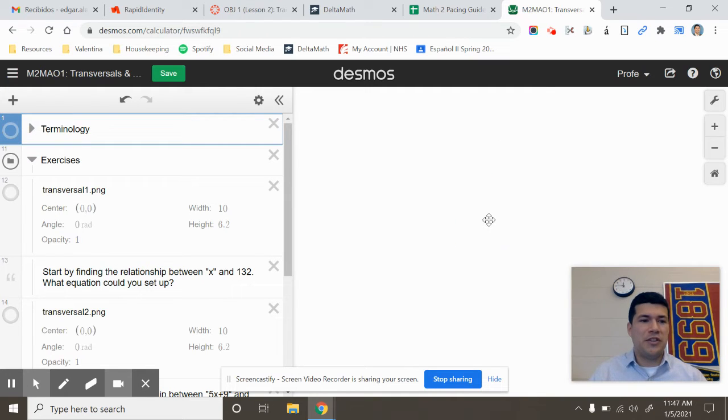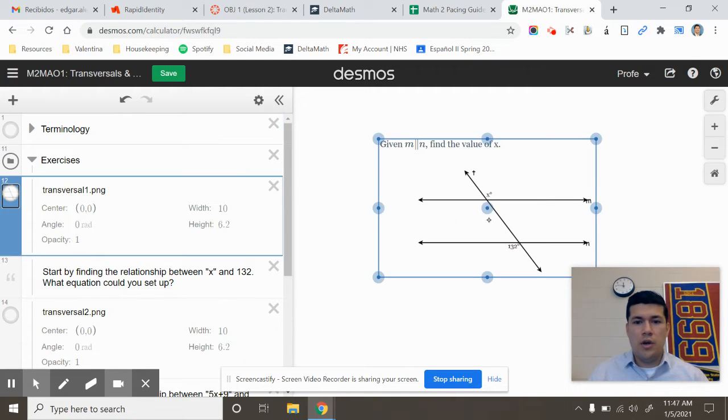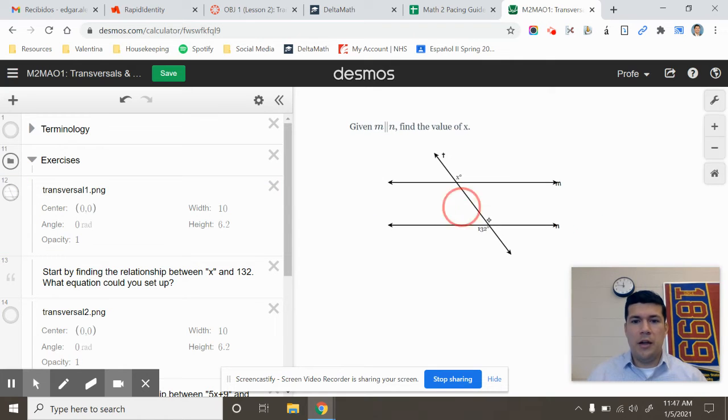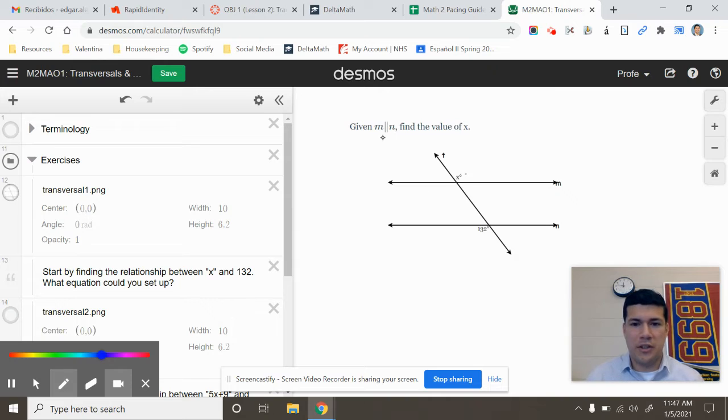So here are the types of exercises that you could solve with knowledge of these types of angles. Once again, you see transversal T and you see parallel lines M and N. Notice how the problem says, given that M and N are parallel, that symbol right there means that they're parallel. Find the value of X. So this can only be found because they are parallel.